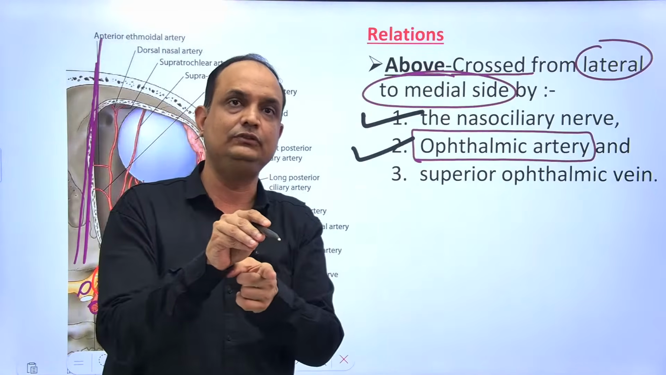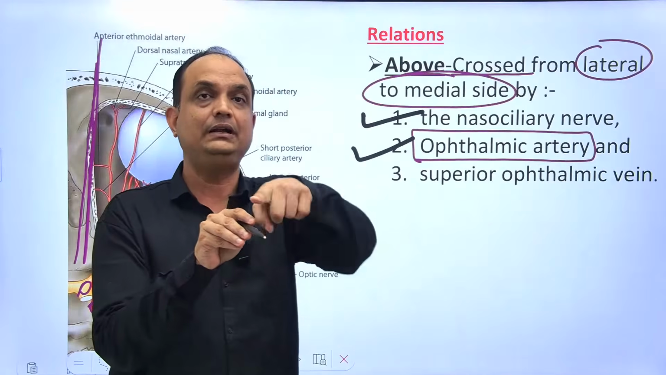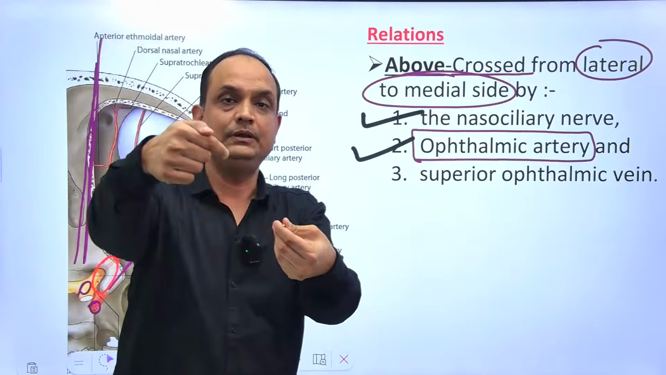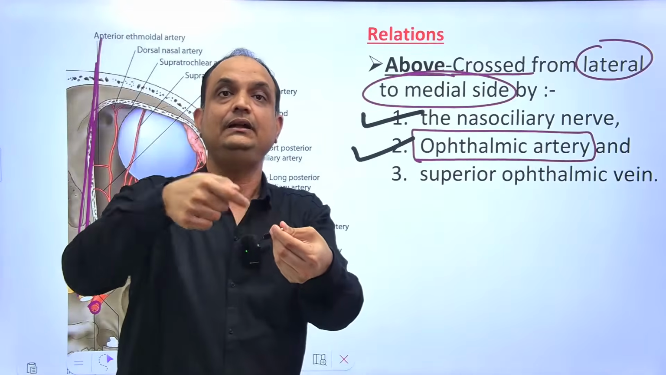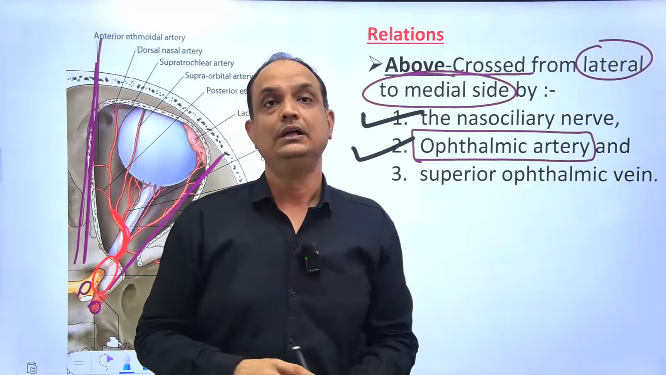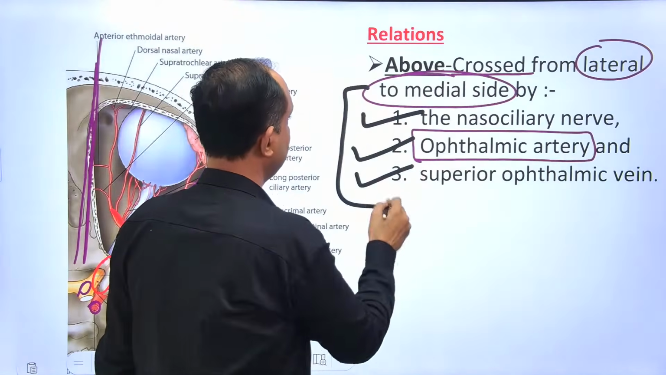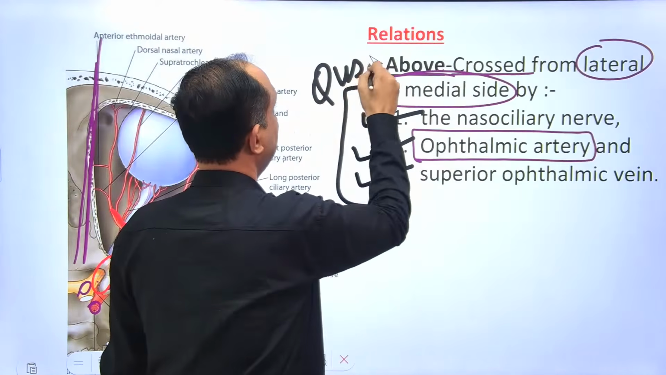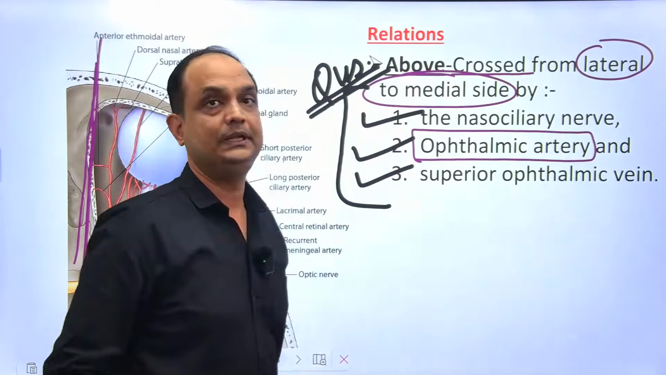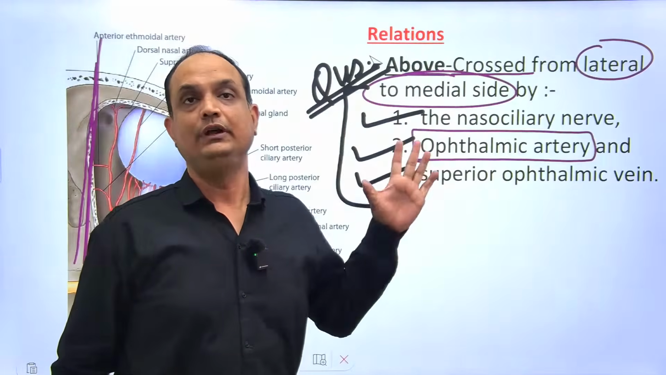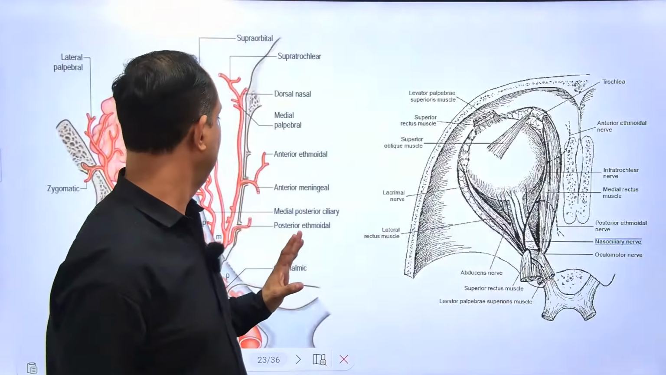In the same way, the nasociliary nerve will go from lateral to medial, and the ophthalmic vein comes from medial to lateral, and it will enter into your cavernous sinus. So these are the three important things which have to be in your mind whenever you are reading the optic nerve. Name the structure on the superior surface. So one nerve, one artery, and one vein. I hope it is very clear in your mind.